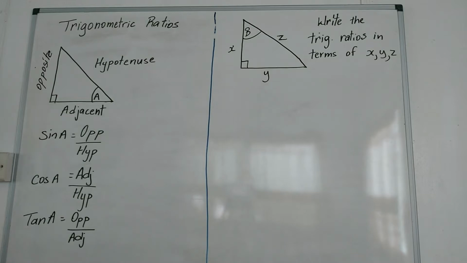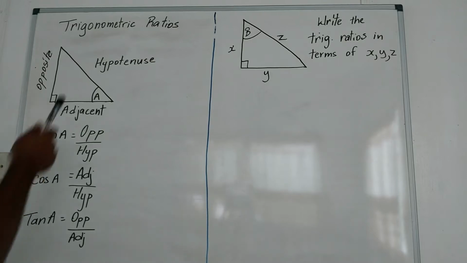Welcome to our lesson on trigonometric ratios. Trigonometric ratios are the ratios of the sides of a right angle triangle. Now, we have to talk about three terms before we get into these ratios.